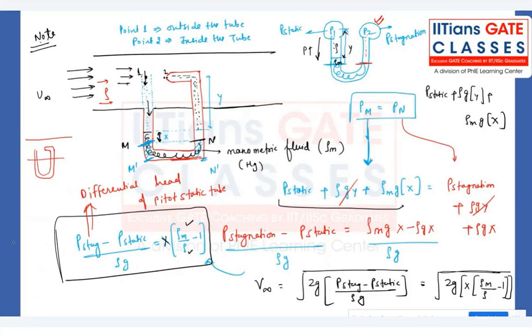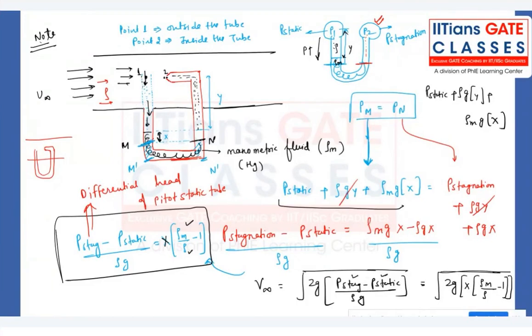So there are many ways. Either you have a transducer, one instrument which can directly give you the values of static and stagnation pressure, take the difference, and get the value of V infinity. Or you have some manometric kind of device which you can insert inside the tube in which the fluid is flowing.